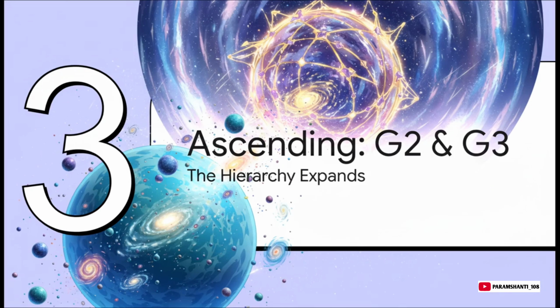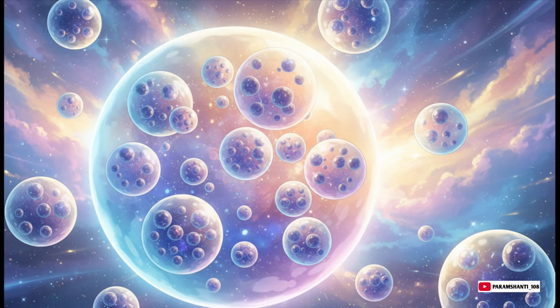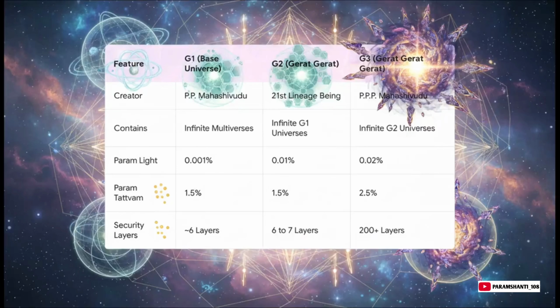Okay, so if a G1 contains infinite multiverses, what contains the G1? Let's zoom out another level, shall we? And this right here is where the concept of infinite containment really just blows your mind. A G2 universe doesn't just contain one G1, it contains an infinite number of them. It's kind of like a bubble that's filled with an infinite number of smaller bubbles. And then a G3 universe, you guessed it, contains an infinite number of G2s. So each step you take up this ladder isn't just a leap, it's a leap into a completely new order of infinity. This table gives us a fantastic side-by-side comparison.